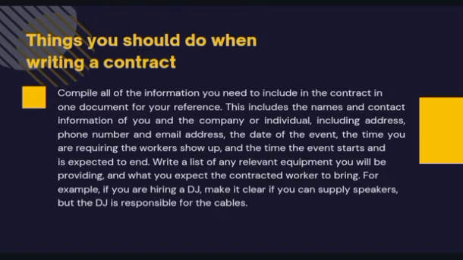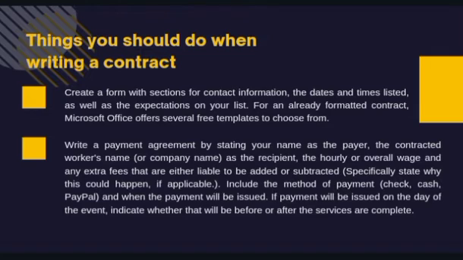Write a list of any relevant equipment you will be providing and what you expect the contracted worker to bring. For example, if you are hiring a DJ, make it clear if you can supply speakers but the DJ is responsible for the cables. Then create a form with sections for contact information, the dates and times listed, as well as the expectations on your list. For an already formatted contract, Microsoft Office offers several free templates to choose from.